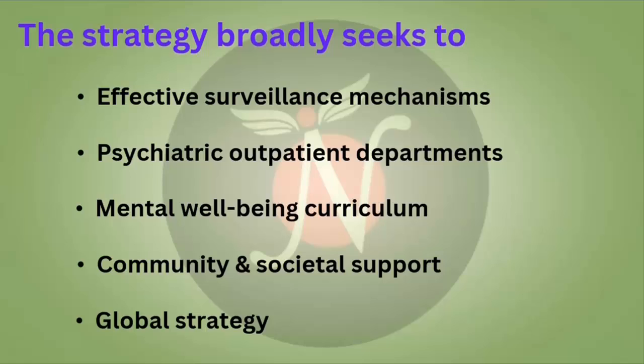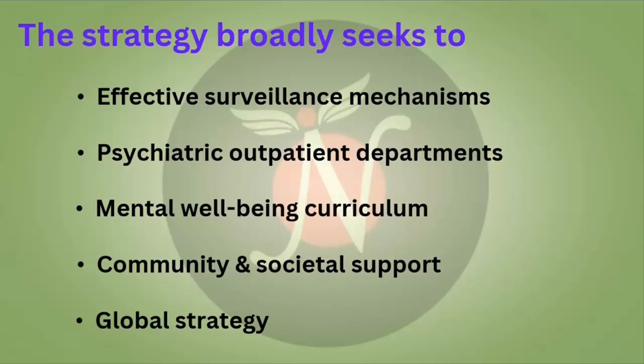The first objective is an effective surveillance mechanism. It aims to establish an effective surveillance mechanism for suicide within the next 3 years. The next one is to establish psychiatric outpatient departments that will provide suicide prevention services through the district mental health program in all the districts within the next 5 years, and to integrate a mental well-being curriculum in all the educational institutions within the next 8 years. The policy also emphasizes developing guidelines for responsible media reporting of suicide and restricting access to means of suicide. The next important thing is community and societal support.